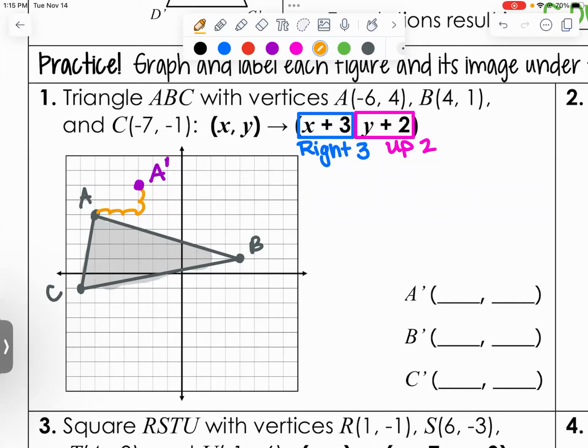Everyone put the tip of their pencil on the point B, not letter B, but the coordinate, the dot for B. From the dot, we are going to go right 3 and up 2, and that is our new coordinate. We're going to call it B prime, B with an apostrophe, so we can tell the difference between where we started and where we ended.